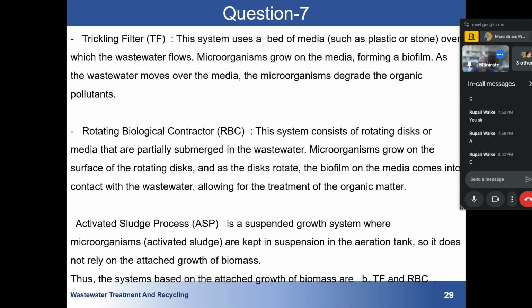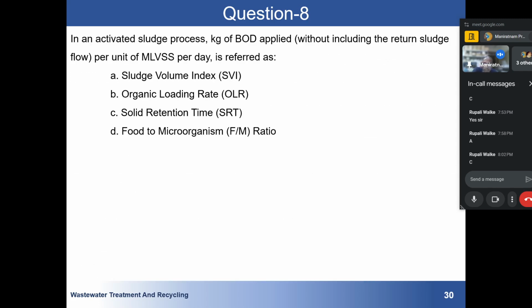Question number 7. This is related to some formulas related to ASP. Then we have sludge volume index, organic loading rate, solid retention time, food to microorganism ratio or F by M ratio.